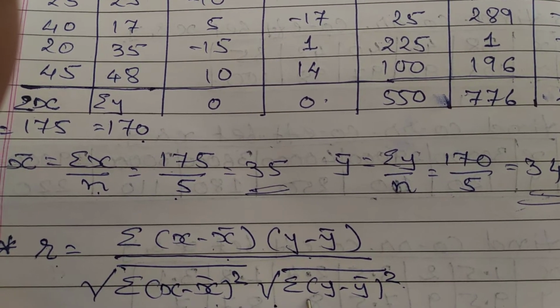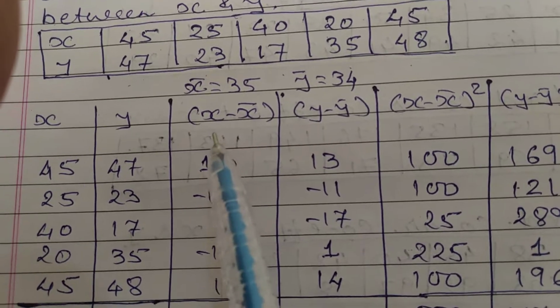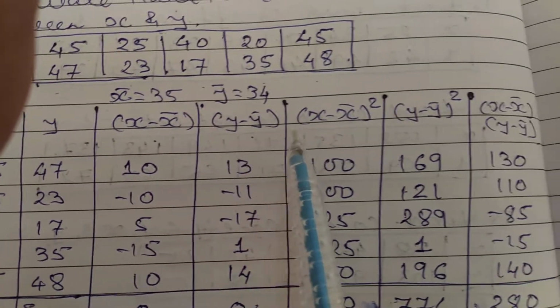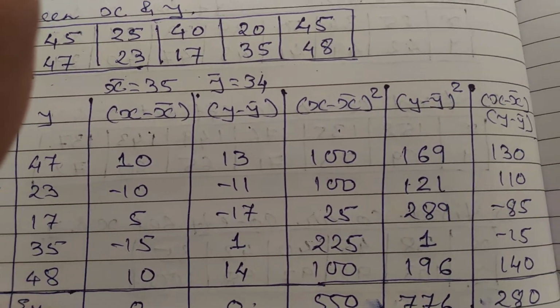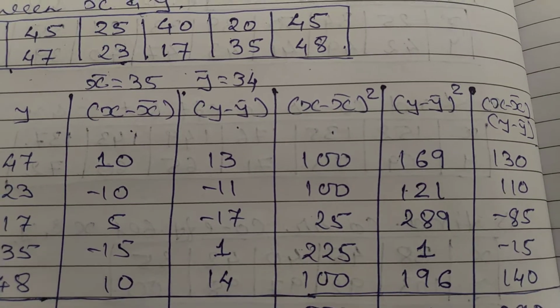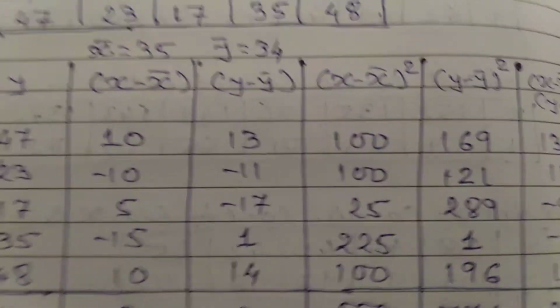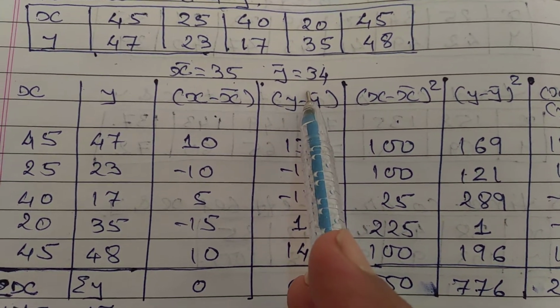To find the value of correlation coefficient R, this information is required, and we are about to prepare columns for it. The third column will be x minus x bar, the fourth column y minus y bar, then (x minus x bar) whole square, (y minus y bar) whole square, and (x minus x bar) into (y minus y bar). x bar is 35 and y bar is 34.